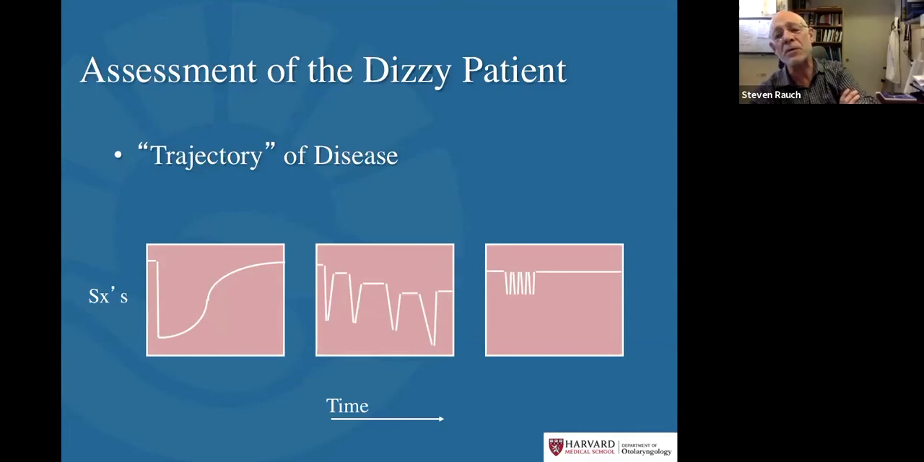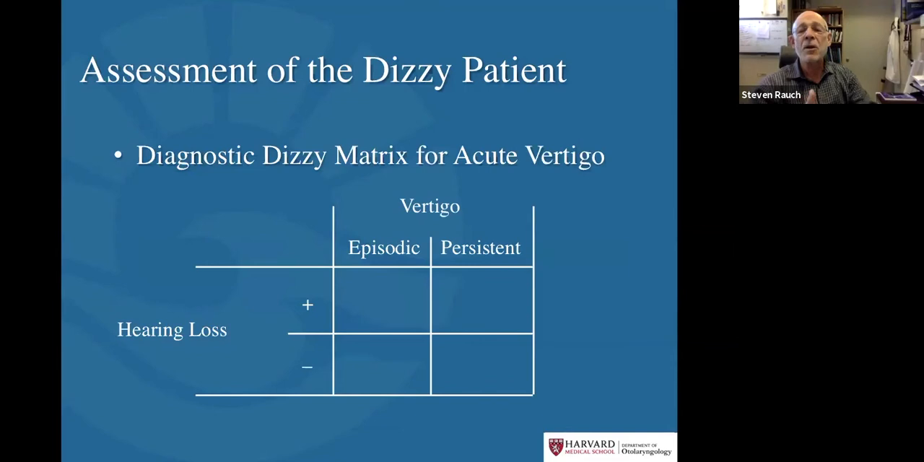So how do we use this approach? Figuring out the flavor of dizziness and looking at the trajectory of disease. I start with this little diagnostic dizzy matrix, and these are for the patients who have acute vertigo. They really do have an illusion of motion, spinning, or profound balance impairment. They're hanging onto the walls and the furniture. And I've sneaked in one other parameter because we're all ear docs, and that's hearing loss.